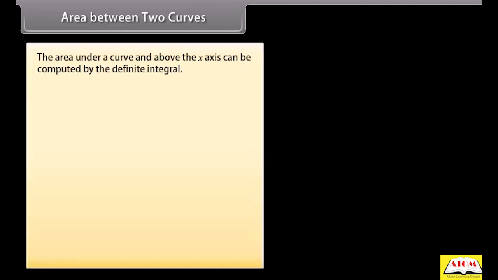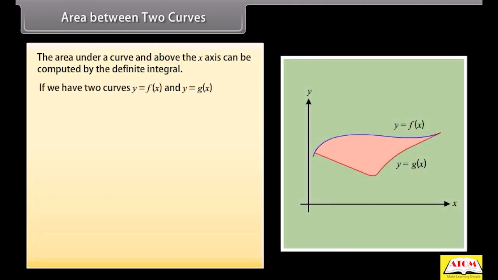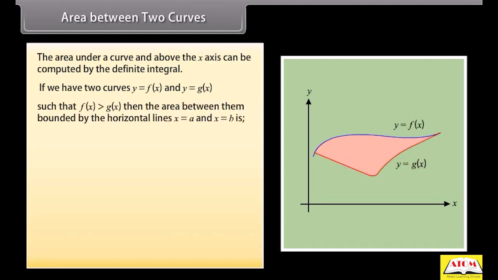Area between two curves. The area under a curve and above the x-axis can be computed by the definite integral. If we have two curves, y equals f of x and y equals g of x, such that f of x is greater than g of x, then the area between them bound by the vertical lines x equals a and x equals b is area equals the integral from a to b of f of x minus g of x with respect to x.